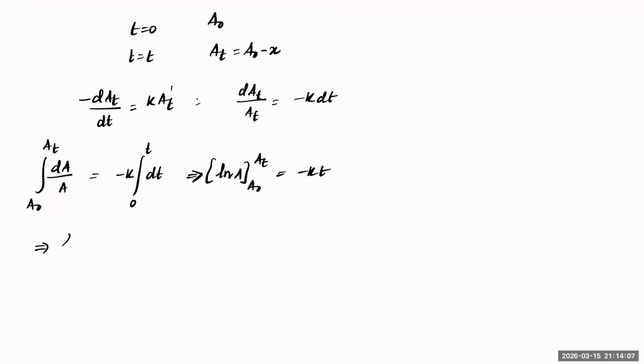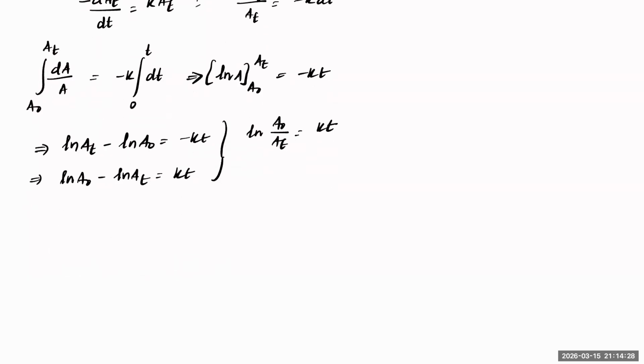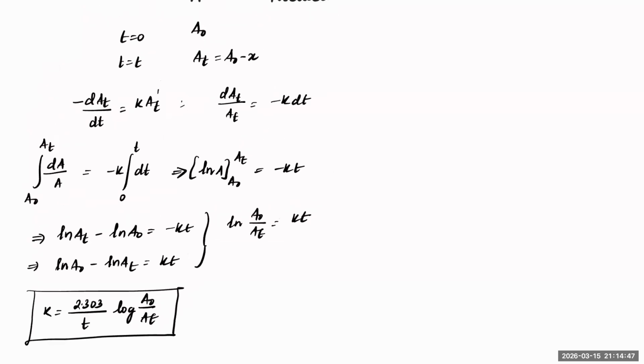Okay, so from here I can write this as ln at minus ln a naught is equal to minus kt, or ln a naught minus ln at is equal to kt. In simple terms, ln a naught by at is equal to kt. Correct? Right. If I convert this ln into log, I can write k is equal to 2.303 by t into log of a naught by at. Now this is the most useful formula that we'll be using for first order kinetics. That is how to express the k in terms of a naught and t.